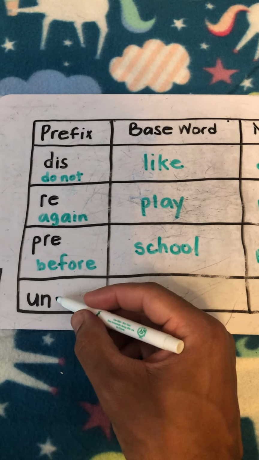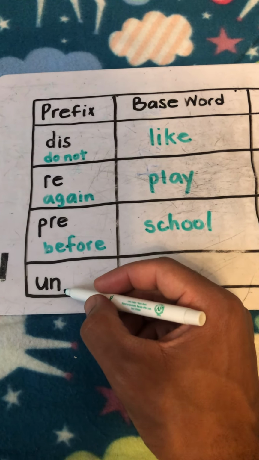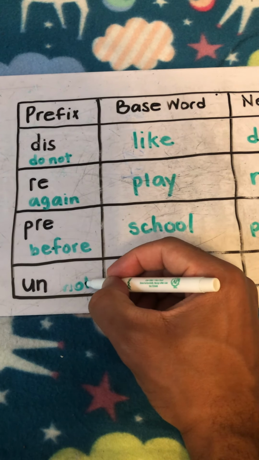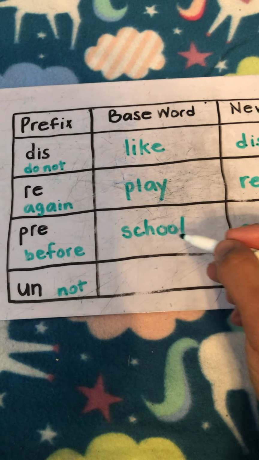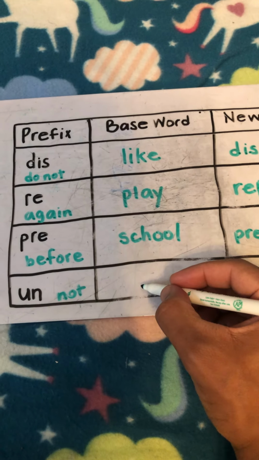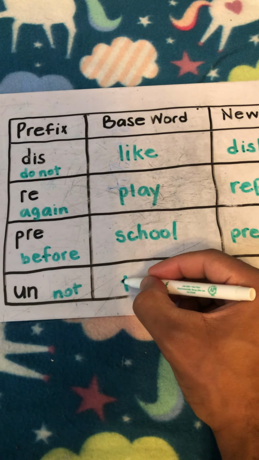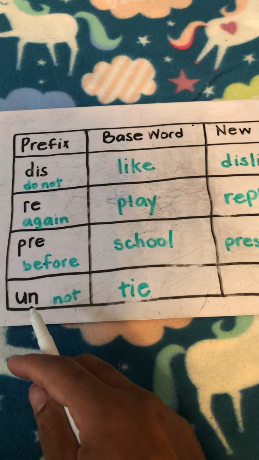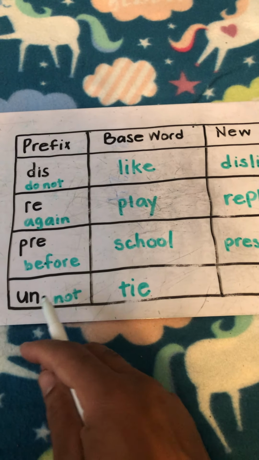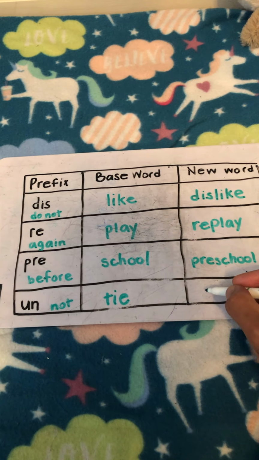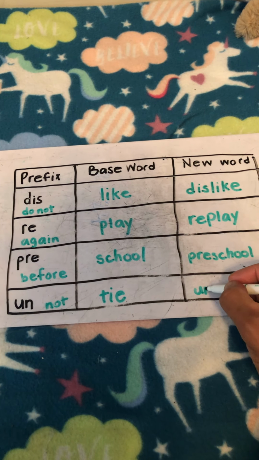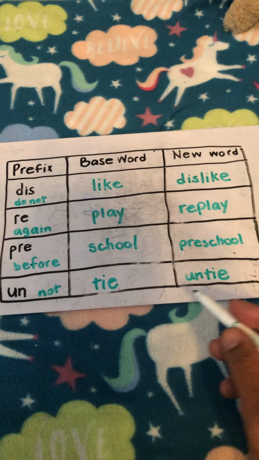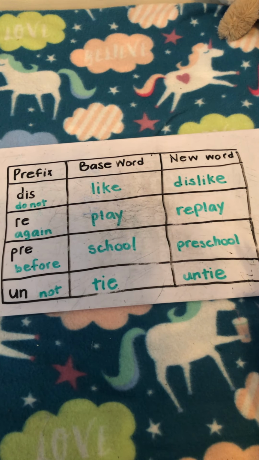Last but not least, we'll look at our last prefix, and this one is un. My prefix un is going to mean not. Let's look at how this might be used. I'm going to use the base word tie. When I combine these two, my prefix and my base word, I now have a new word. In this case, the word is untie, which means not tied. I have to untie my shoestrings.